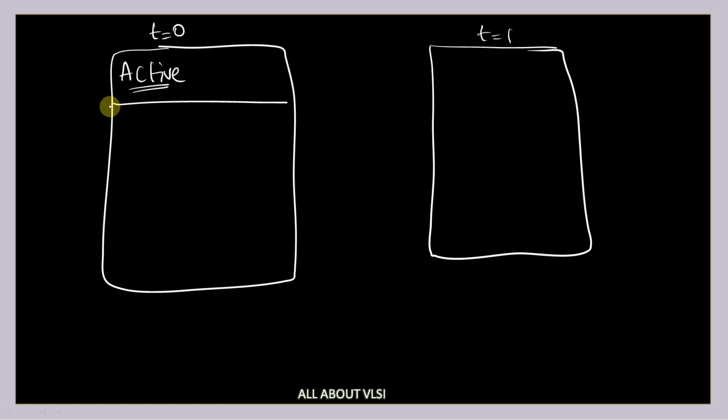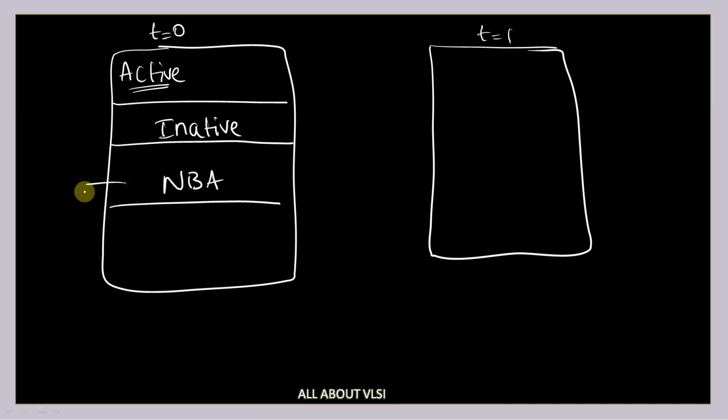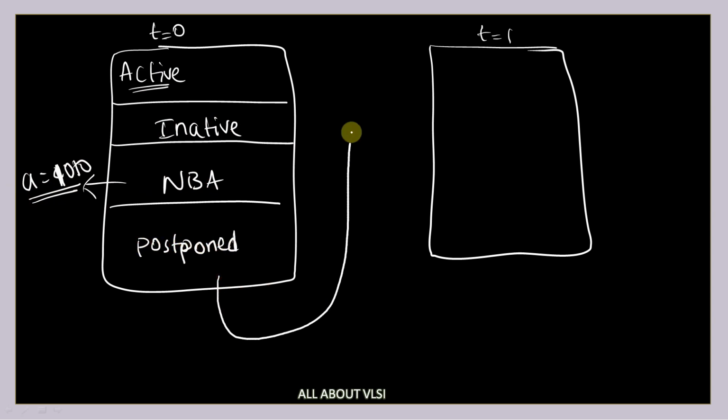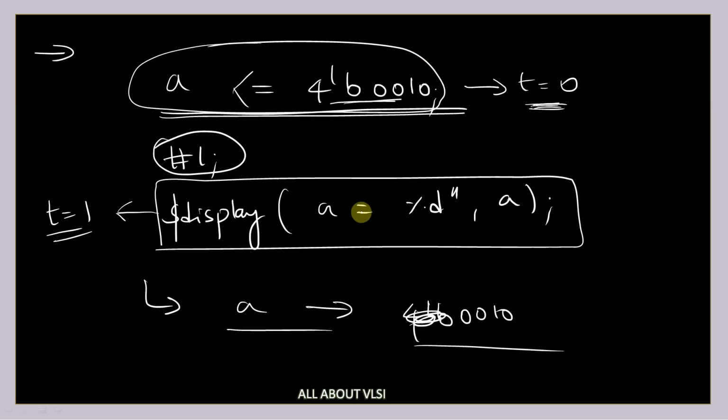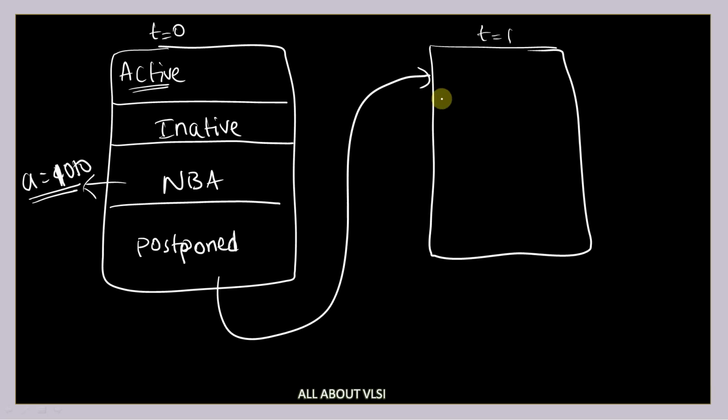So the active region has been completed. Then it will go to the inactive region in the time slot t is equal to 0 only, and then it will go to the NBA region. In the NBA region, your value of A will be updated to 1010. And then it will come to the postponed region. From this postponed region, your compiler will go to the next time slot, because in this code we have a delay.